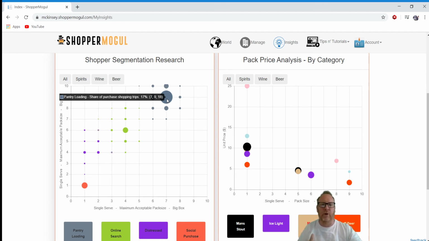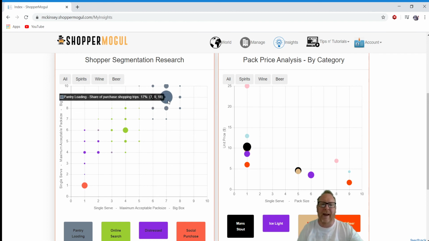But pantry loading is what we do when we go to the supermarket and we buy big quantities for future consumption. Again, we can see these people, they're buying a minimum of a 7-pack, they'll buy a maximum of a 9-pack.